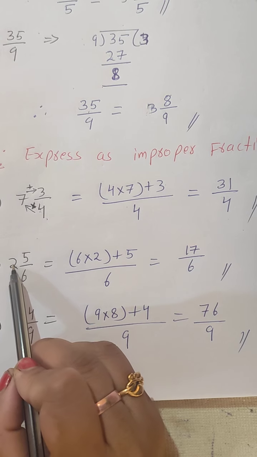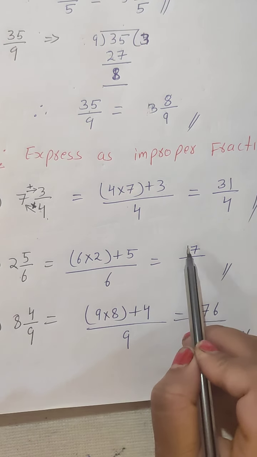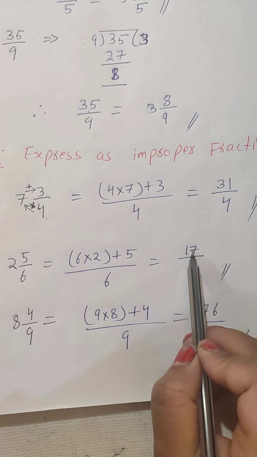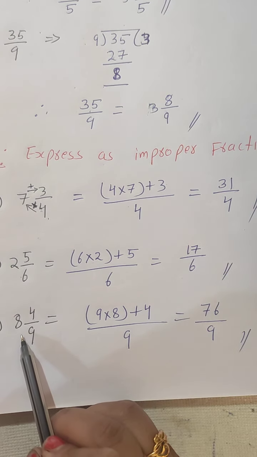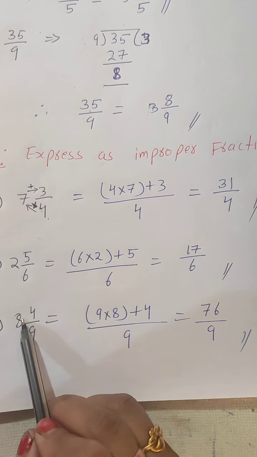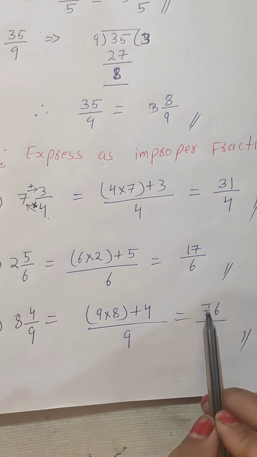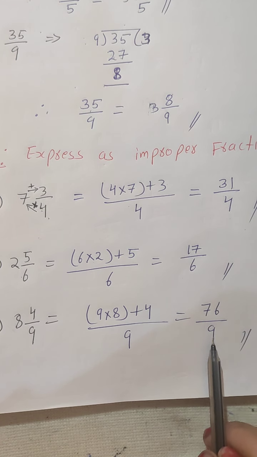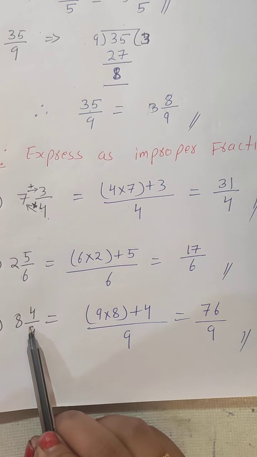Similarly 6 into 2 plus 5. So 6 2s are 12. 12 plus 5 is 17. So the answer will be 17 upon 6. And similarly the last part I have done, 9 into 8 will give you 72. 72 plus 4 will give you 76. So 76 upon 9 is the improper fraction of this mixed fraction.